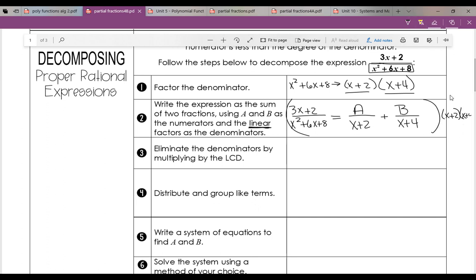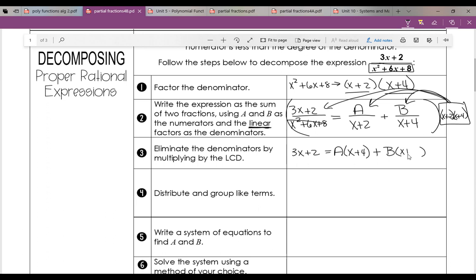So let me write that smaller, but I'm going to multiply all three of these fractions by x plus 2, x plus 4. Now, when I take all of this and multiply it here, it gets rid of the denominator. Those are the factors of the denominator. Okay? When I multiply it here, it gets rid of the x plus 2's, and that leaves me with A times x plus 4. And when I distribute it here, what does B end up being multiplied by?